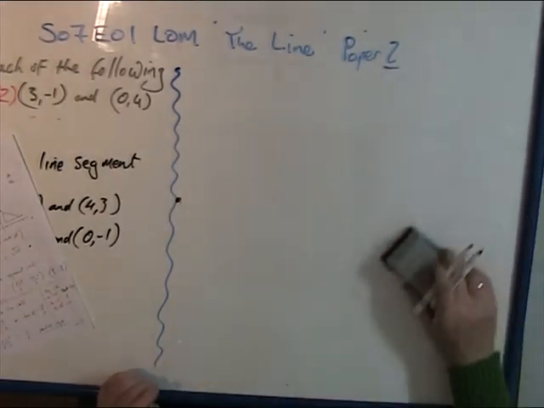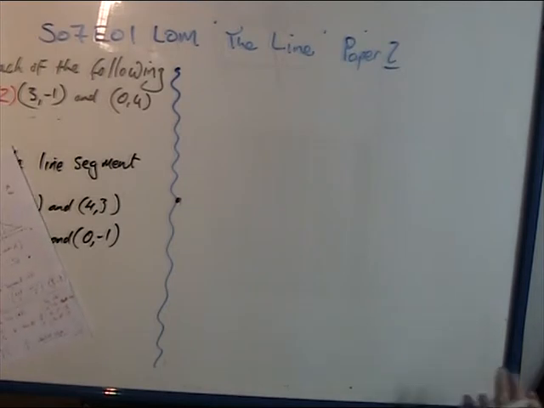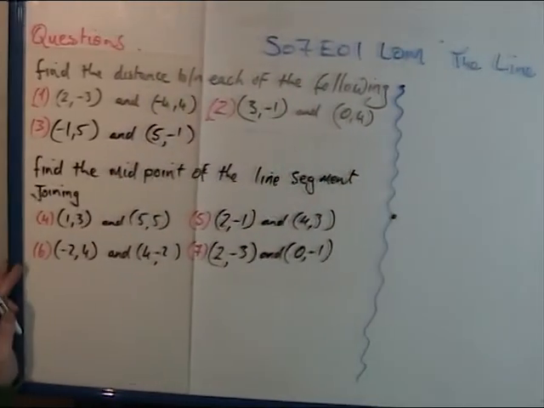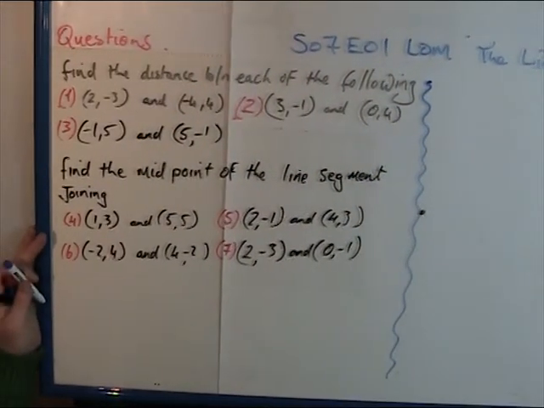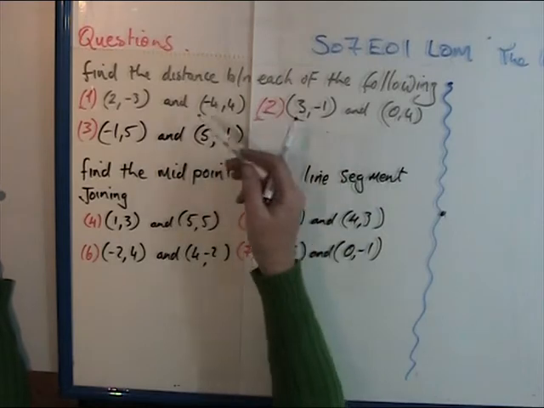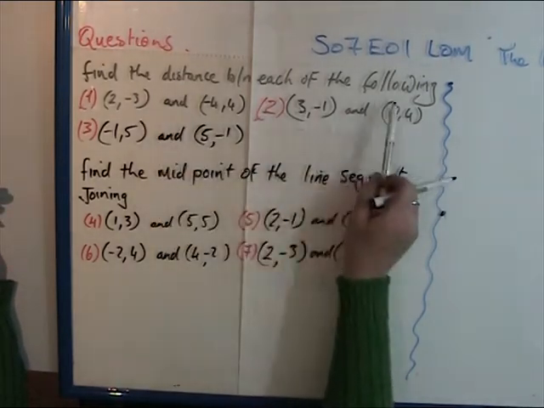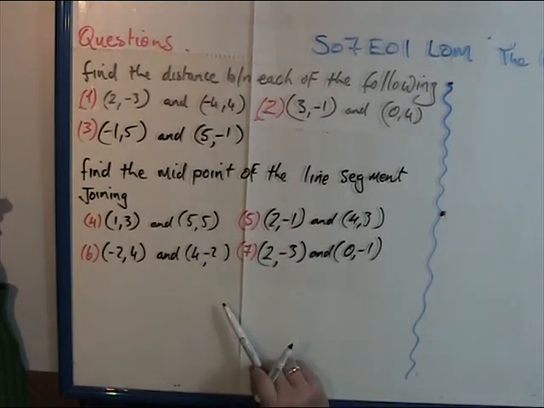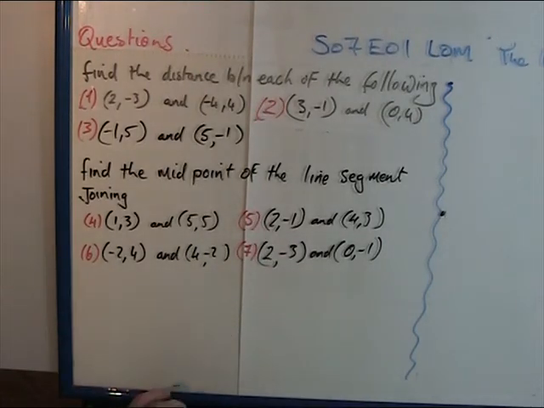Now these questions are pretty simple. This is the start of the game, so it's pretty simple. And you see them here. There's not much there. You find the distance between each of the following, and watch your signs. Keep doing the questions, and we'll see how you get on after that.